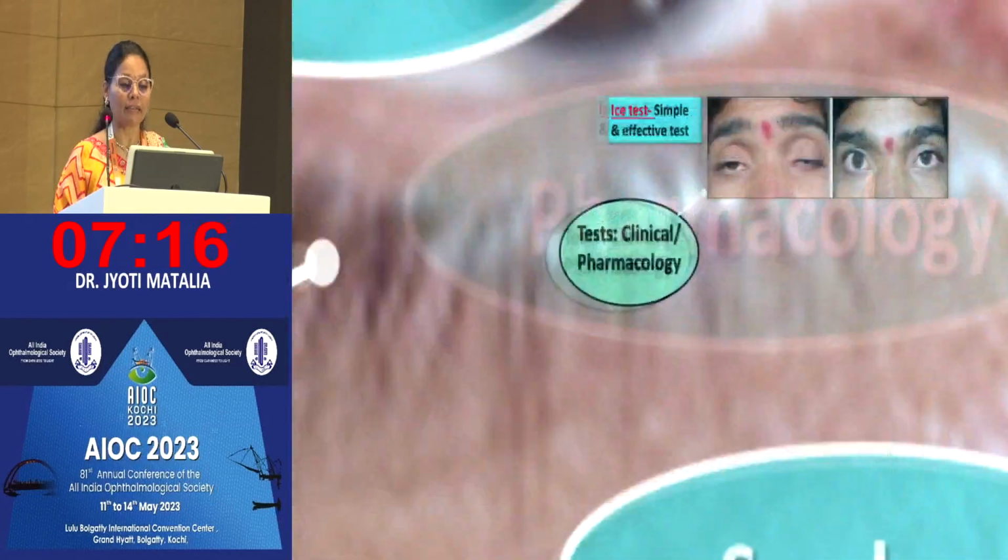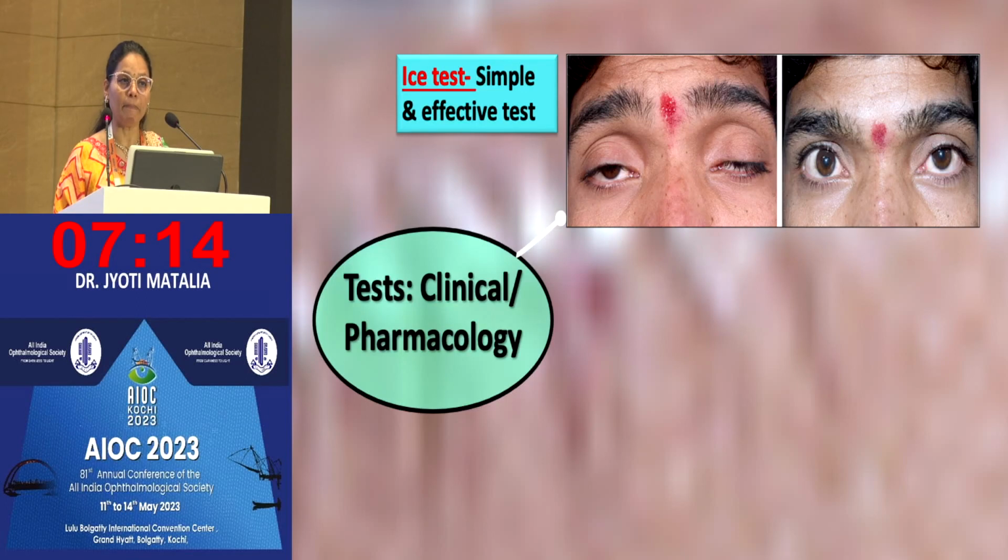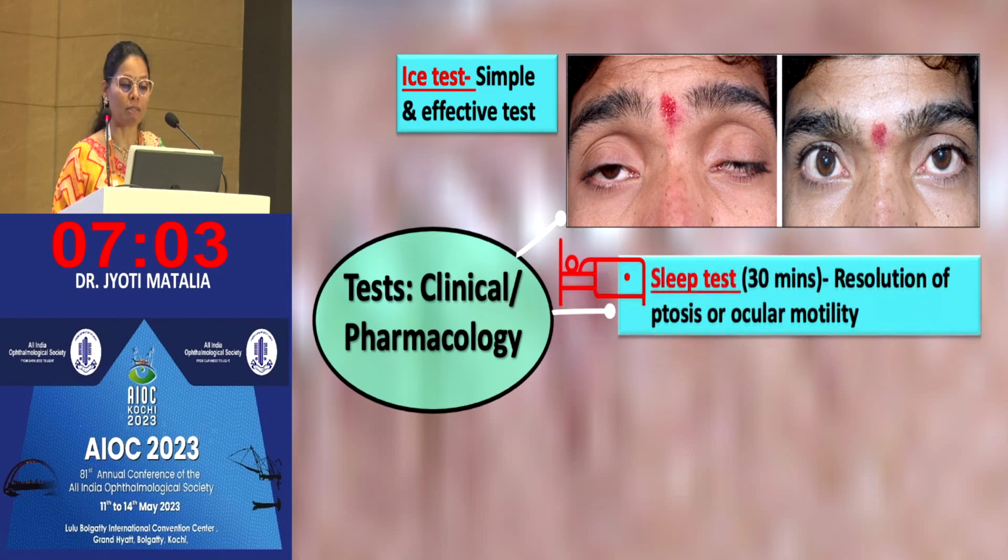So what are the various tests? Classically, the ice test, a simple and effective test. You apply ice for 2 minutes over the lid, ensuring that the ice is actually touching the eyelid so that you can see that it relieves. As you see here, after 2 minutes, you will see an immediate response. It's very effective, but a negative ice test does not rule out ocular myasthenia.